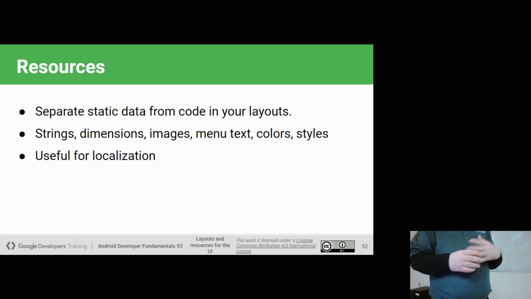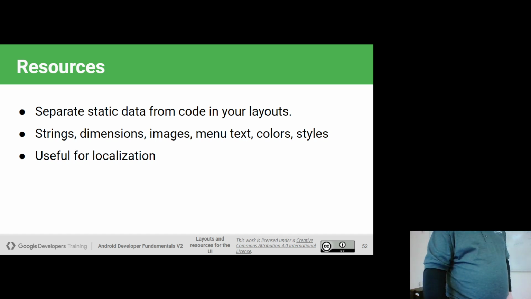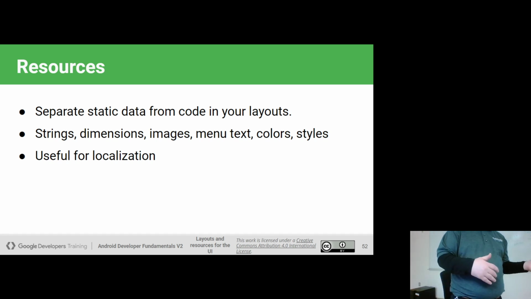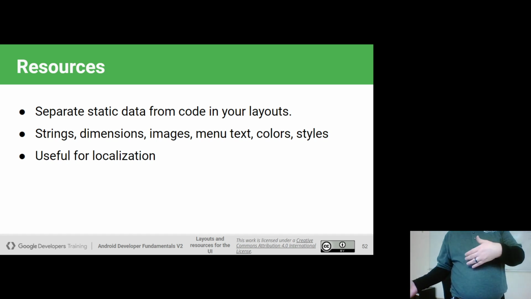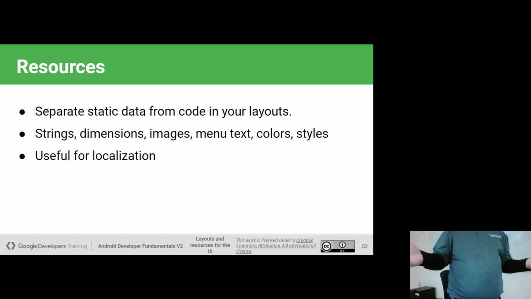So that includes all the things that we've seen so far. So strings, dimensions, images, menus, colors, stylings. And one of the big benefits of breaking all these things into resources is it does make it a lot easier to localize it. So I can have one version that works, say, for the US, and another version for Mexico, and another version for China.